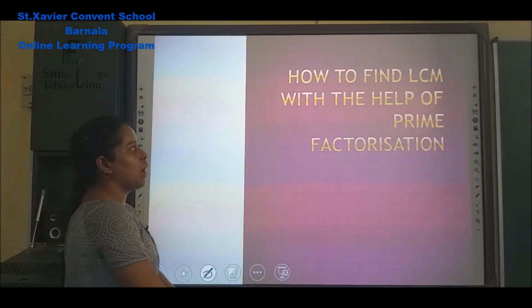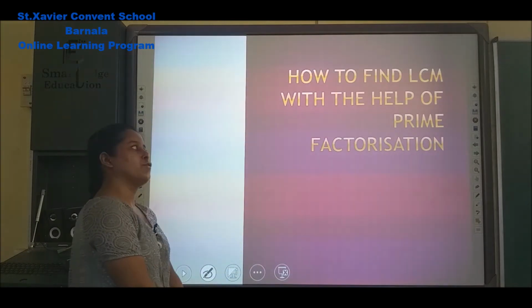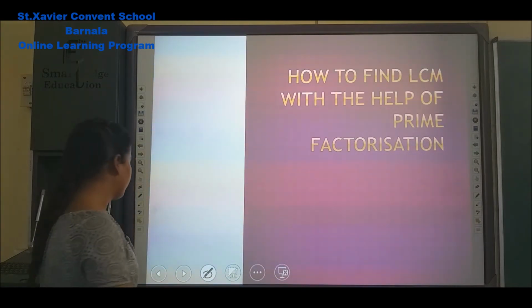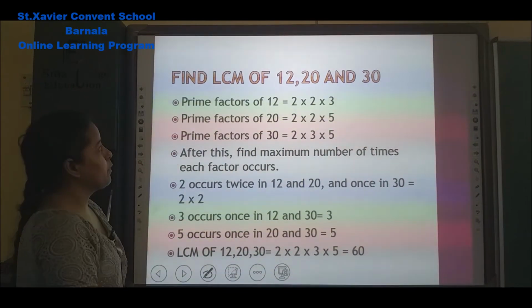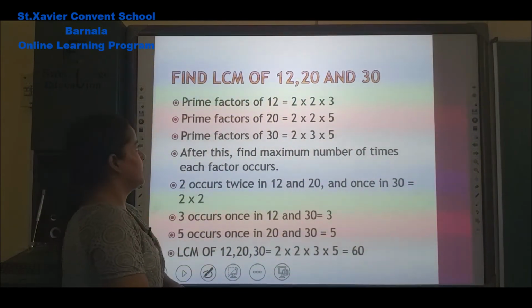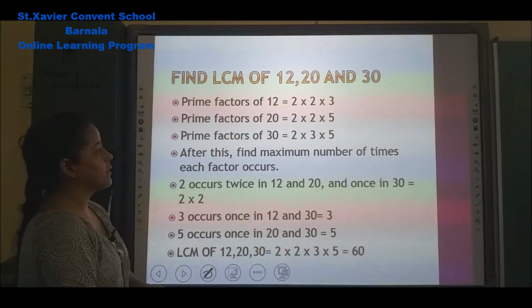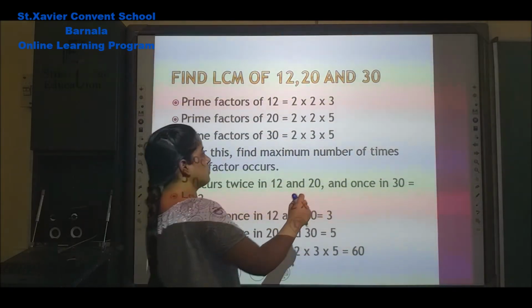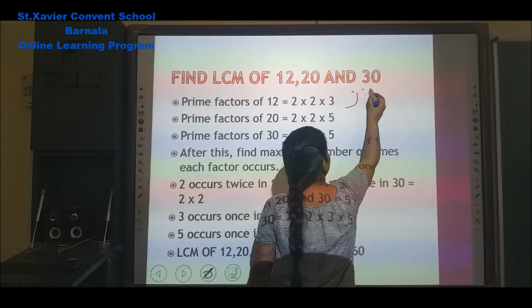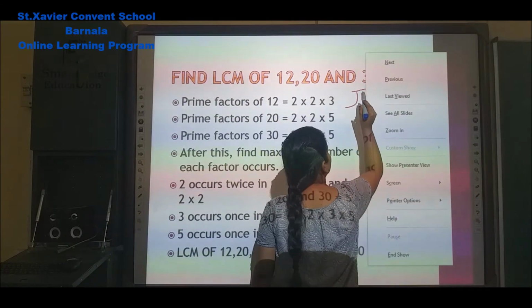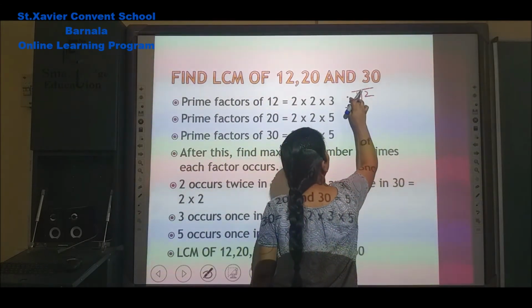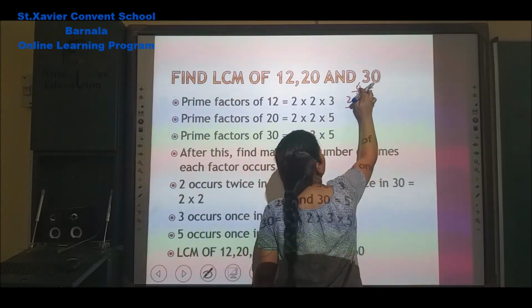Okay, next is how to find LCM with the help of prime factorization. Find the LCM of 12, 20 and 30. First we find the prime factors of 12. Divide 12 by the first prime number 2. Then we get 6.